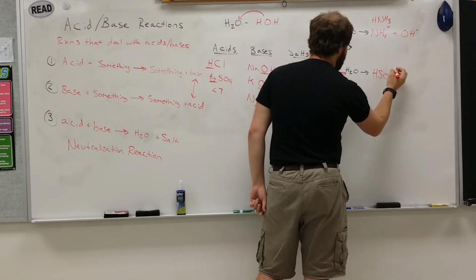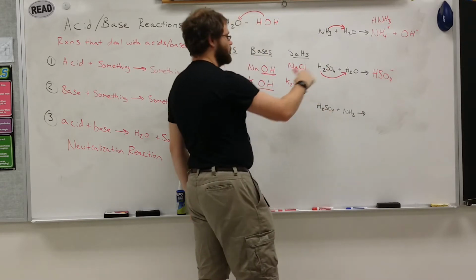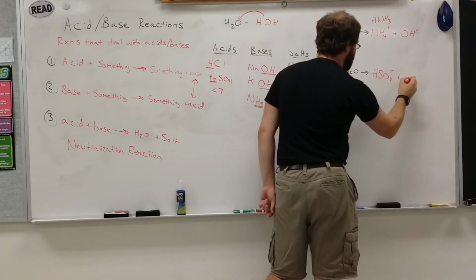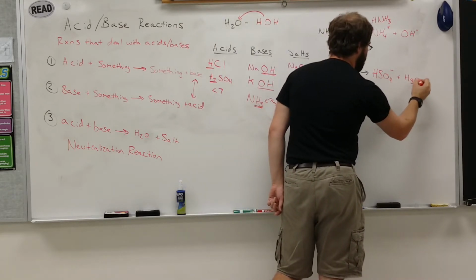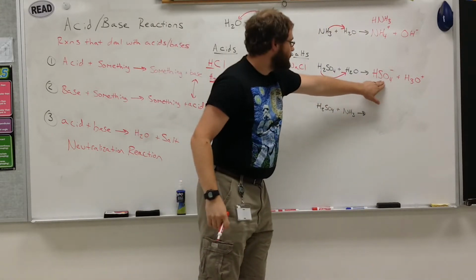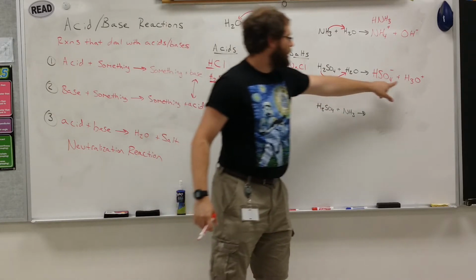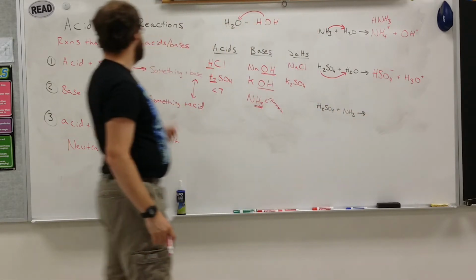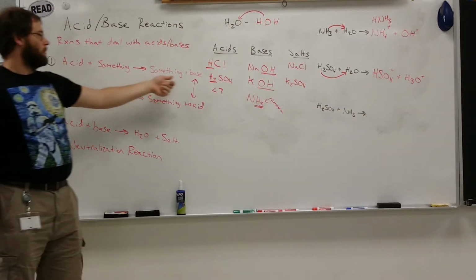And so you're going to end up with HSO4 minus, because it's only going to get rid of one, missing that H now. And then you'll have what's called a hydronium ion, H3O+. Okay? So in this instance, once again, you have a new base, HSO4 minus, and you have a new acid, H3O+, right? Which is the same thing as what we're seeing here.